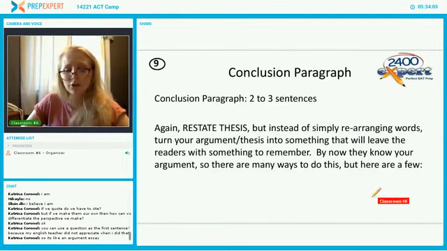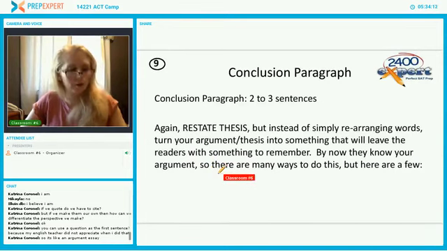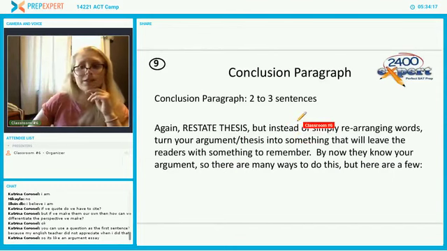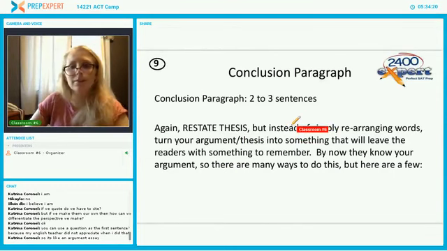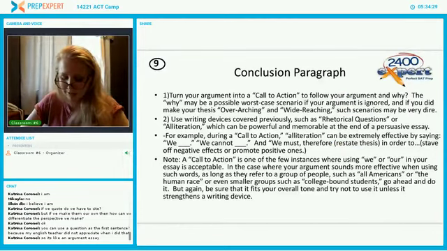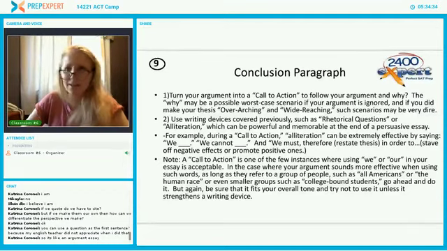Remember to always have a conclusion. You'll get points off if you're missing an intro or conclusion. So really, the concluding paragraph should be just a kind of regurgitation of your intro paragraph. Restate the thesis, but instead of simply rearranging words, turn your argument into something that will leave the readers with something to remember. So maybe turn your argument into a call to action. We must move forward with society. We must ensure that the mundane tasks of today are never the mundane tasks of the future.